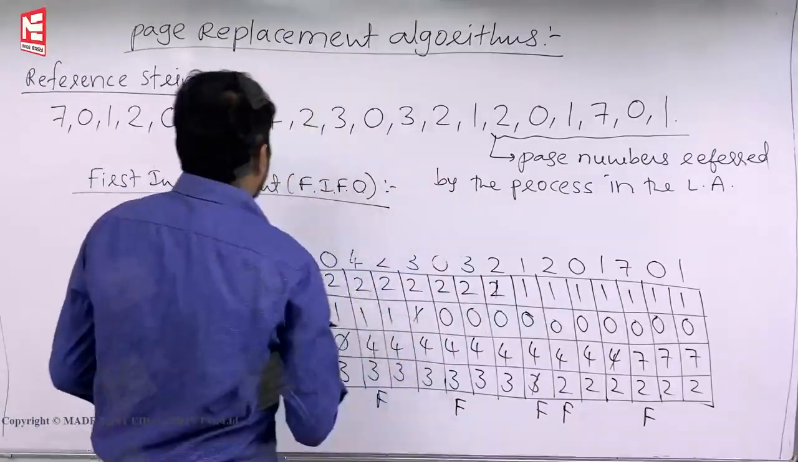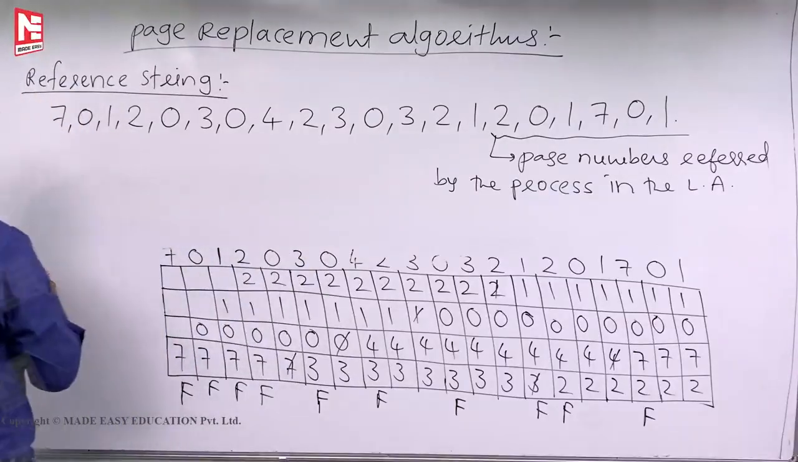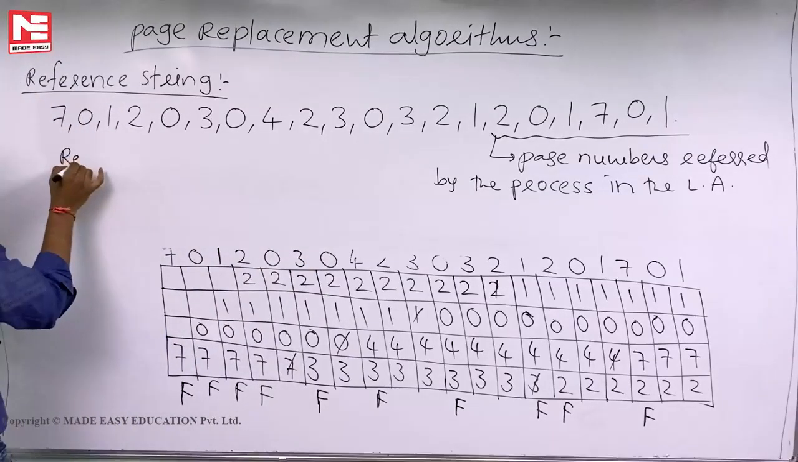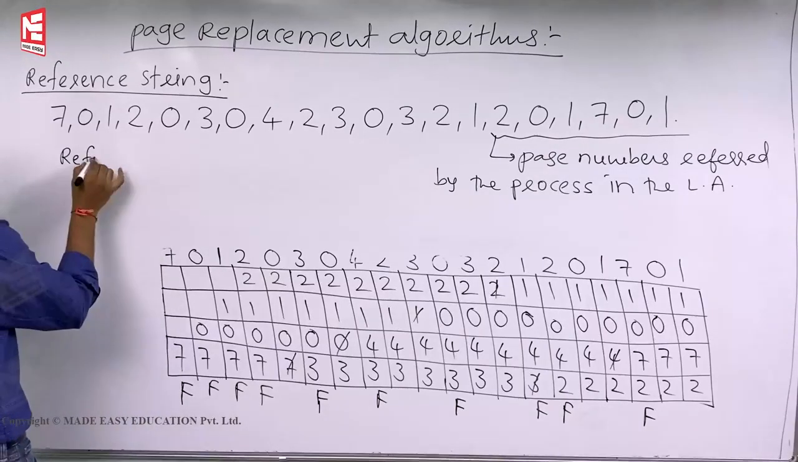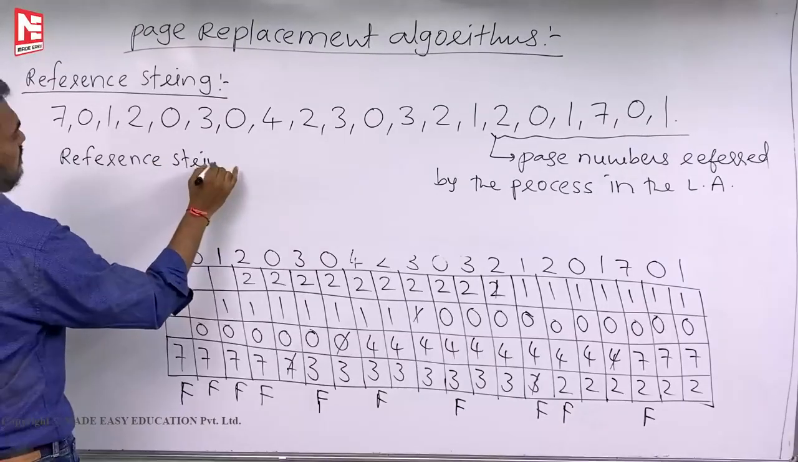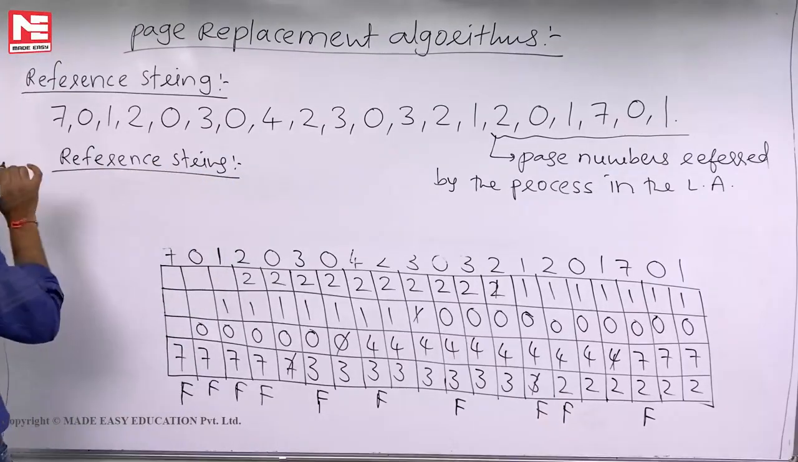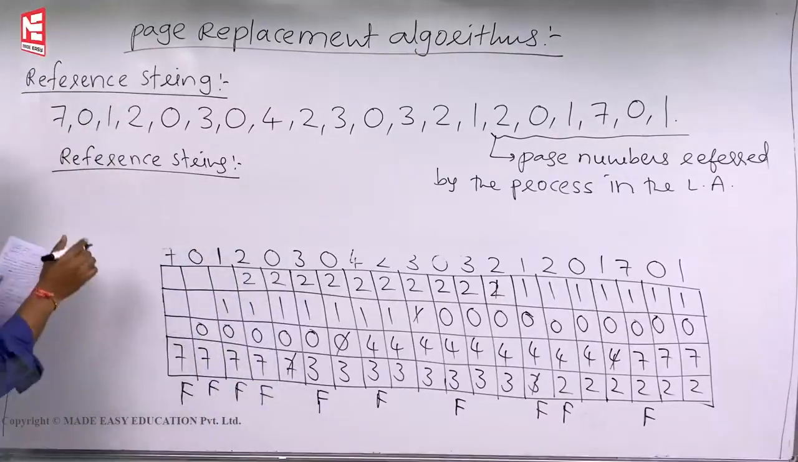Now do one thing next. I am giving one more question. Take one more reference string. Copy it properly. I am giving a completely different reference string, and you have to solve this. Okay, copy this.